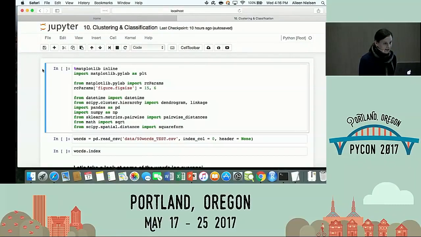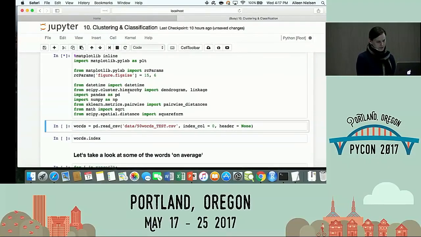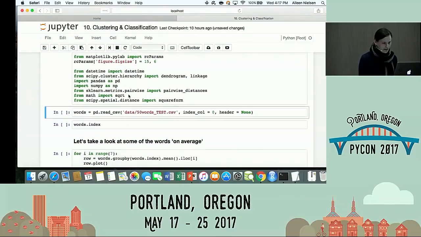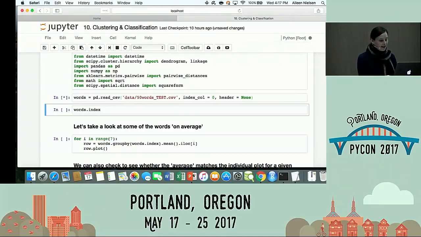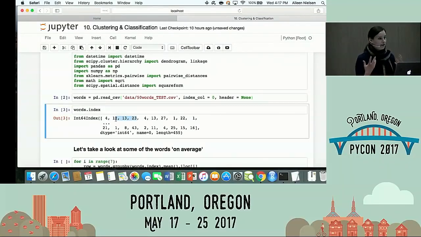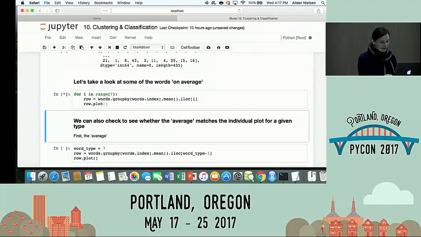We'll go to Notebook 10, clustering and classification. Don't worry too much if you don't have these functions. I don't actually think you need them here. We're going to read in a CSV, which has the words as time series. People speak words, they're recorded as time series, the inflection in our voice, but we all say them a little bit differently. And we have 50 different words. As you can see, they're just labeled word 4, word 12, word 13. Let's take a look at some of them to see what I mean here by our time series.